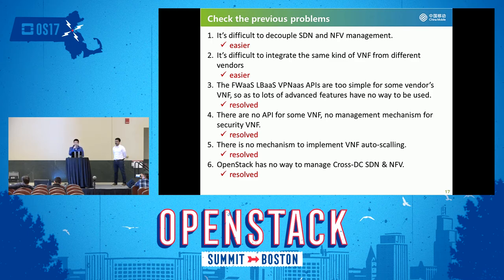The problem four, Tacker enables the security appliance management. VNF appliance auto scaling is supported using Tacker's monitoring driver and management driver. Multiple DC SDN and NFV management is supported because Tacker can manage multiple VIMs.